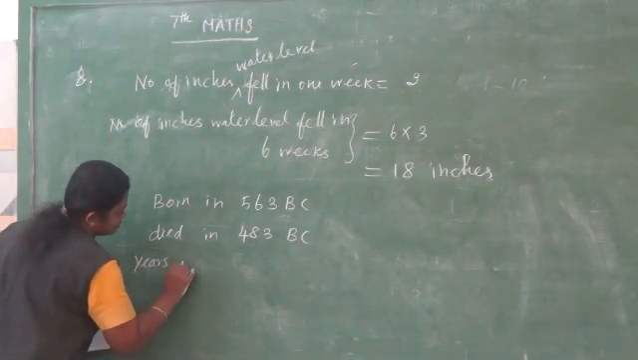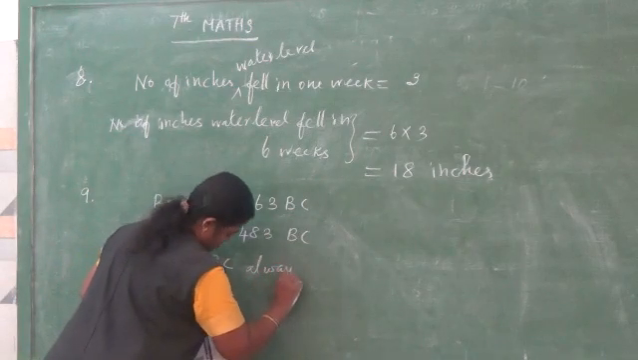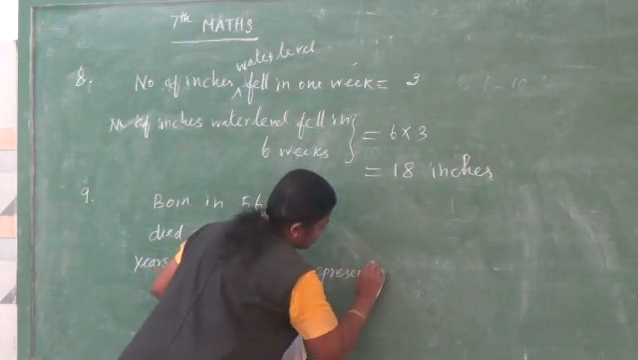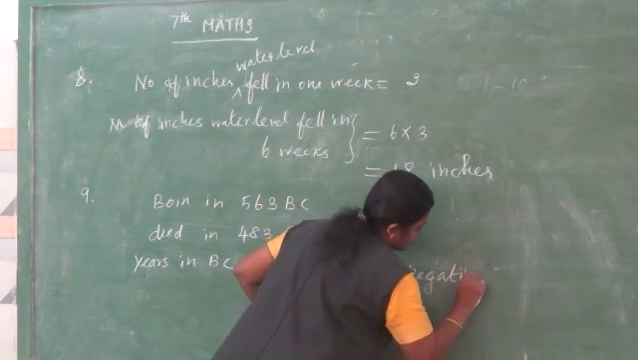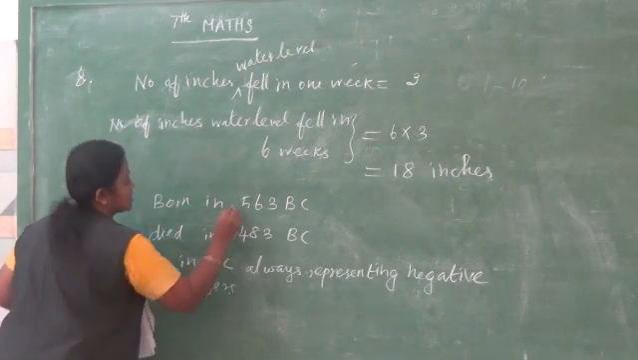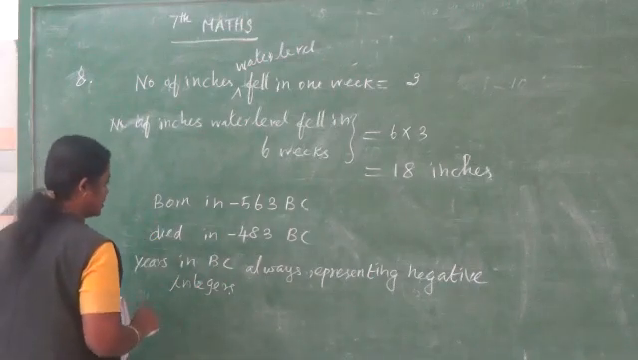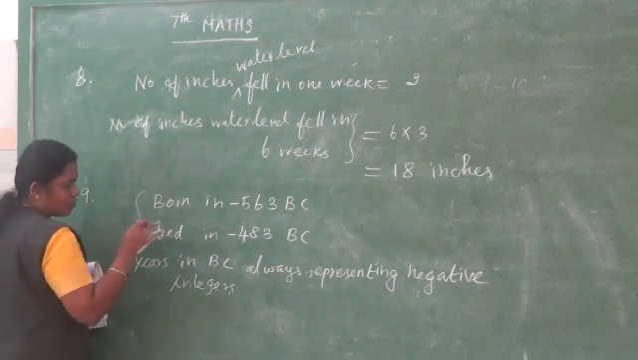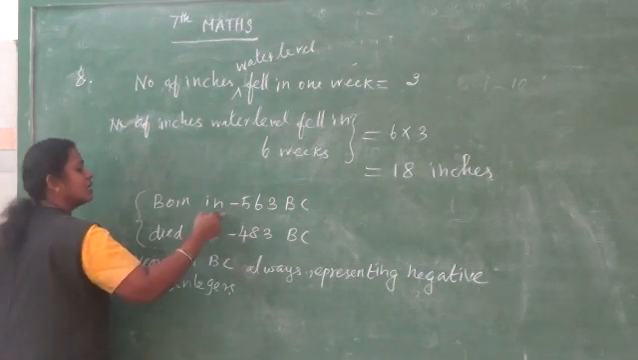Years in BC are always representing negative integers. So, here minus 563 BC, here minus 483 BC. We should find out what is the lifetime. So, you should subtract: what is the year he died, from that, you should subtract the year he was born.